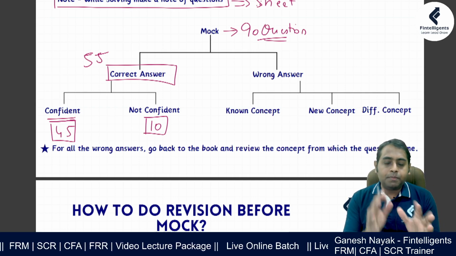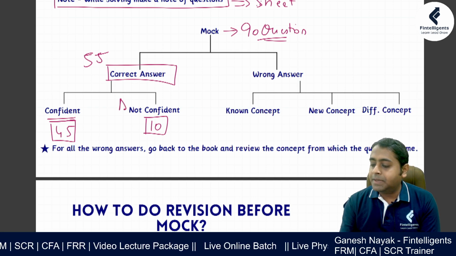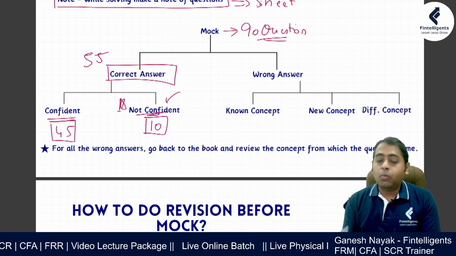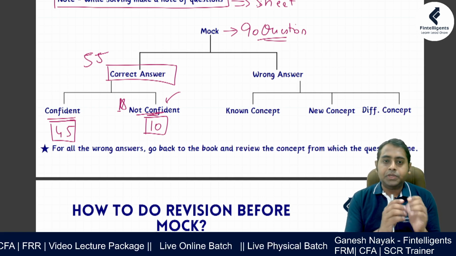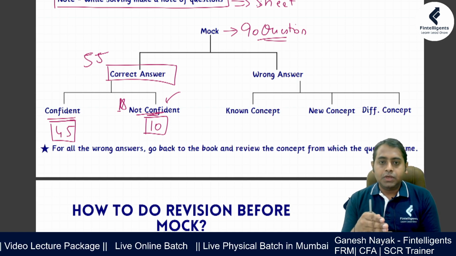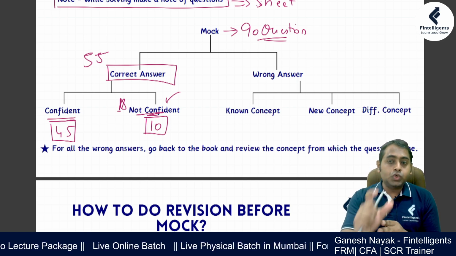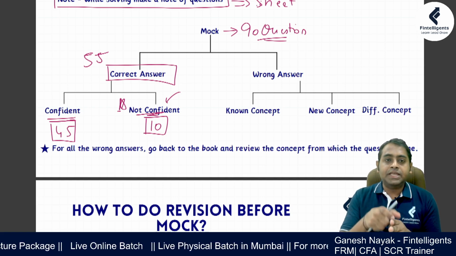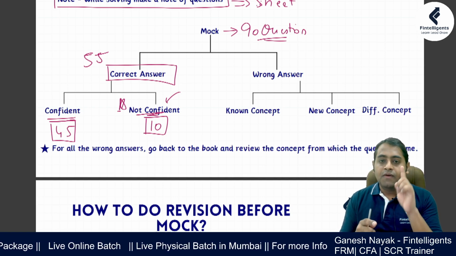So your thought process should be: what is happening with this non-confident part? You have to go back to those non-confident questions and do a full-fledged analysis of why I got confused in those 10 questions, because you should not repeat this mistake in the actual exam. That is what you should be focusing on.